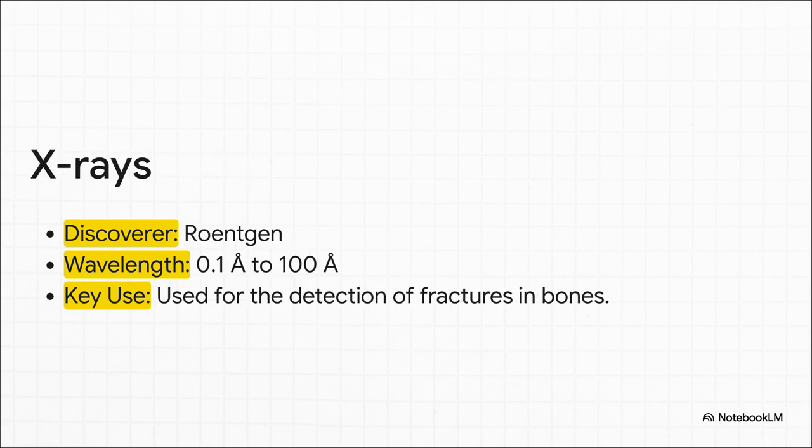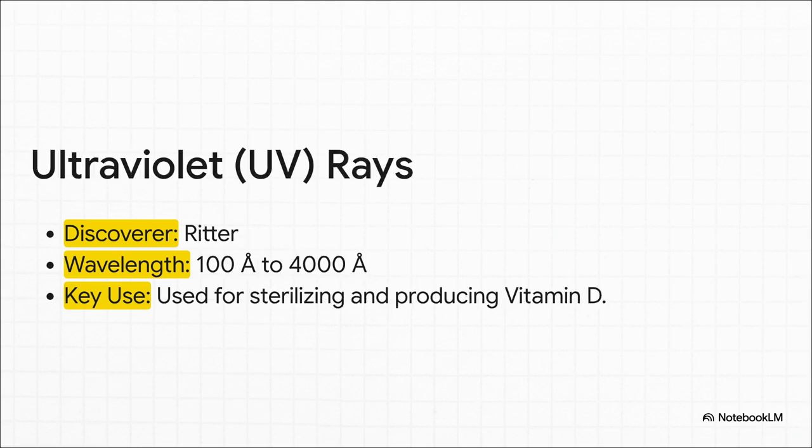Next up, something you've definitely heard of: X-rays. Discovered by Wilhelm Röntgen, these guys have that wild ability to pass right through our skin and muscles, but get stopped by our bones. And that gives us the incredible superpower of being able to peek inside our own bodies to spot a fracture.